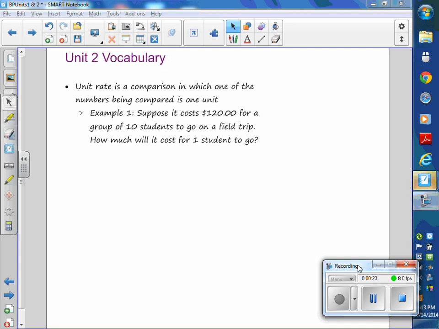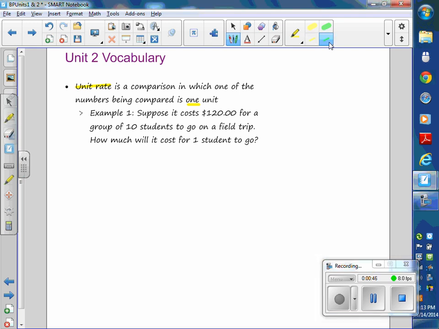And one of the important vocabulary words is a unit rate. We'll add that to your notebook tomorrow, but a unit rate is a comparison in which one of the numbers being compared is 1 unit. So you need to have a 1 in a unit rate. I'm going to give you an example of how to use a ratio table to find a unit rate.